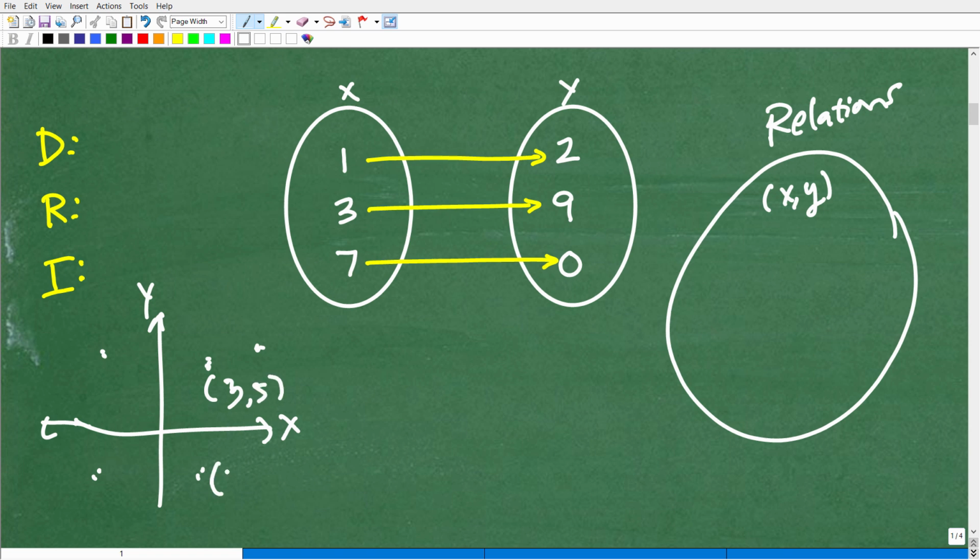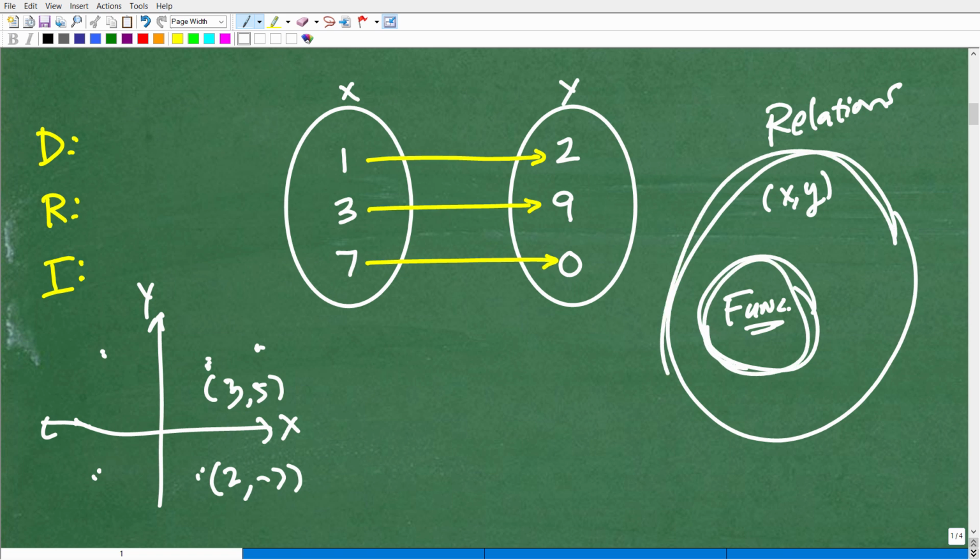This might be 2, -7, whatever the case might be. That's effectively what relations are. Now, some relations are functions. Okay, this is the thing that you need to know. Some relations are functions. So all functions are relations. Some relations are functions.